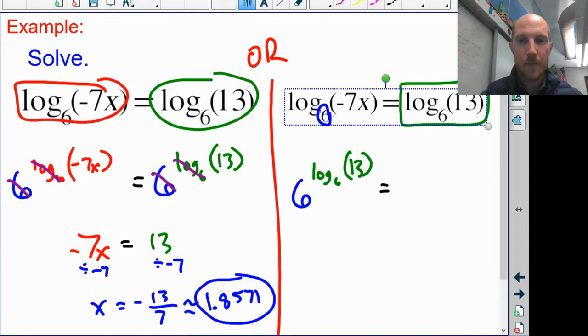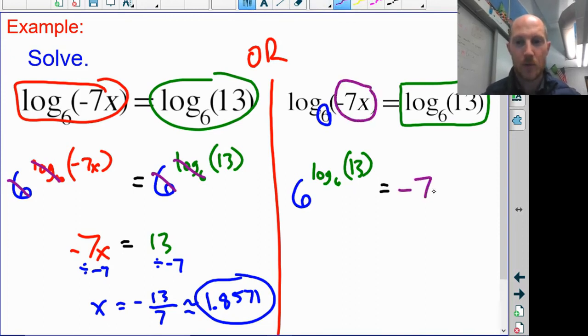Equals. And then here's the output. Here's the output. That's going to be on the other side of the equal sign.